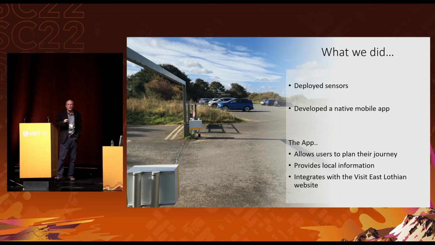The next question is, how do we make this information available to the public in the most convenient and timely manner? People need to be able to get this information before they leave for their journey or while on their journey. So we developed a mobile app. The app allows users to plan their journey confidently, knowing what the state of the car parks currently is, and alternatives nearby if necessary. It also provides local information about the facilities at each car park, about local attractions and local businesses. And it integrates with the Visit East Lothian website for additional local information.